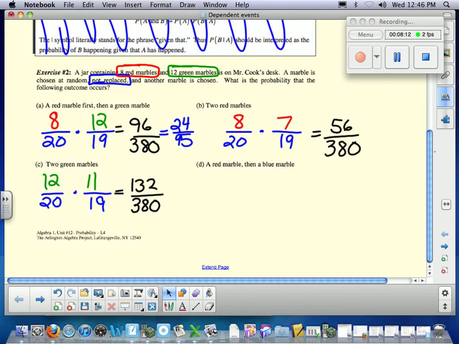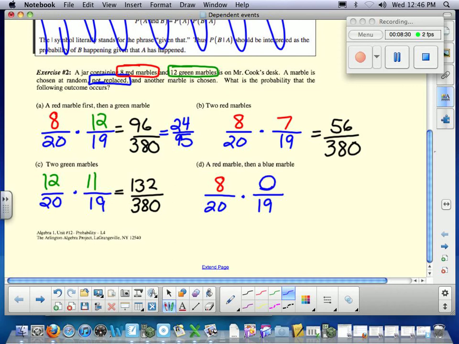Letter D. We're going to pick a red and then a blue. Again, I know what my denominators are. Chance of me getting a red is 8 out of 20. And how many blues do I have? 0. How am I going to do that? You don't.